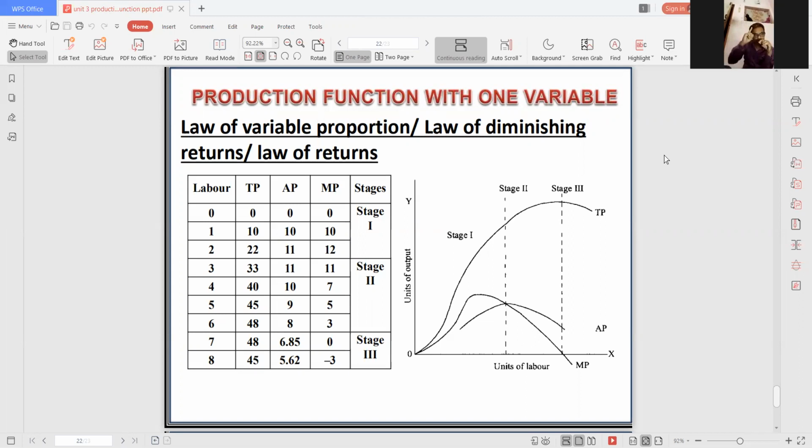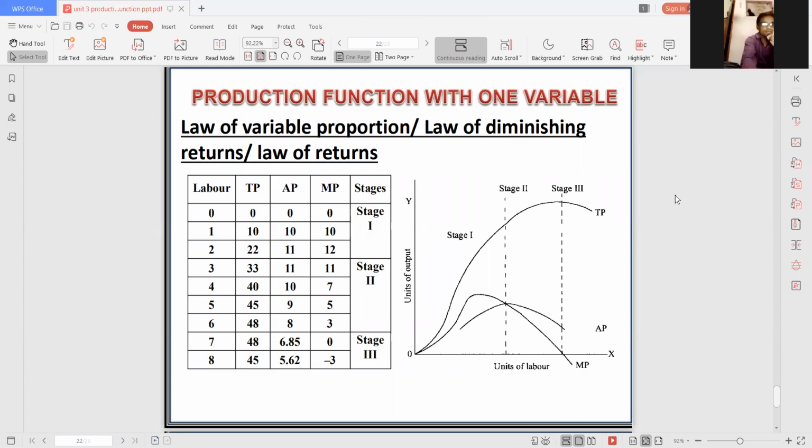Everybody needs to understand this concept, write this table, draw this graph and explain everything based upon the kind of question asked, whether for 10 marks, 2 marks or 5 marks. So 0. Again, the next one is negative: 45 minus 48 is minus 3. Marginal production goes in a downward direction, negative.